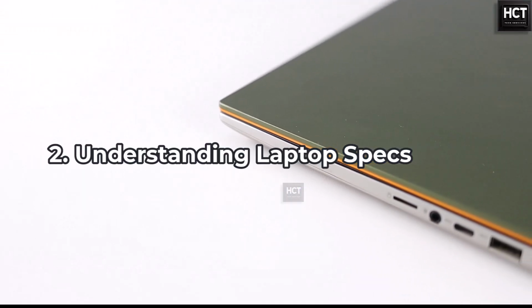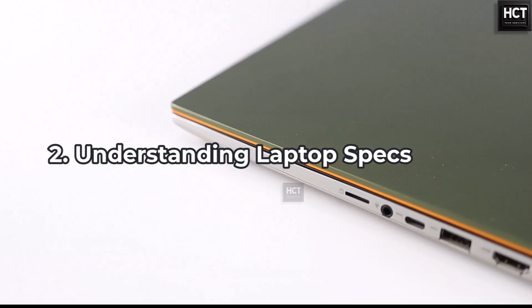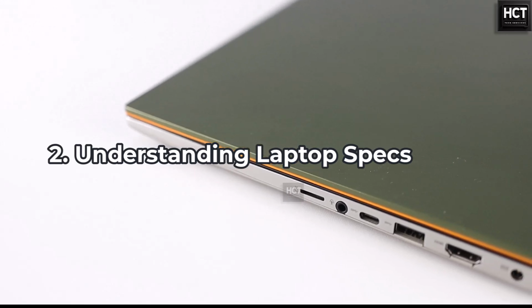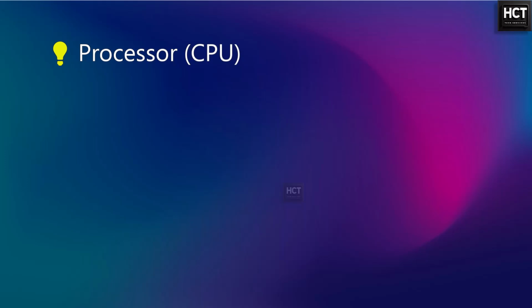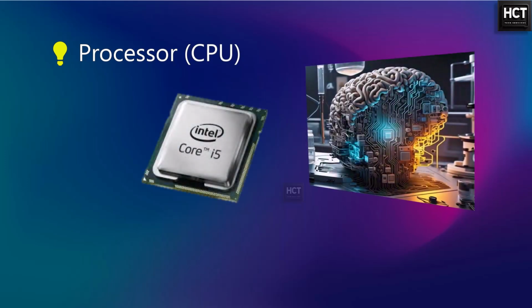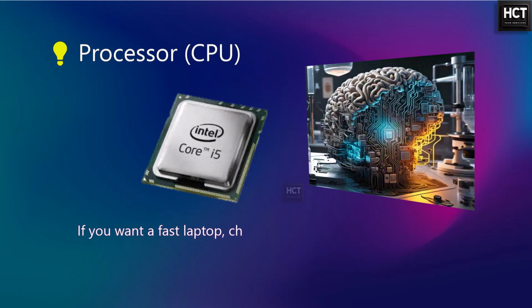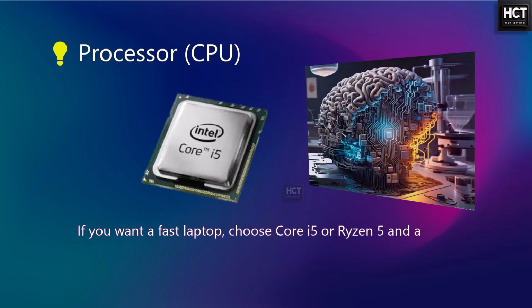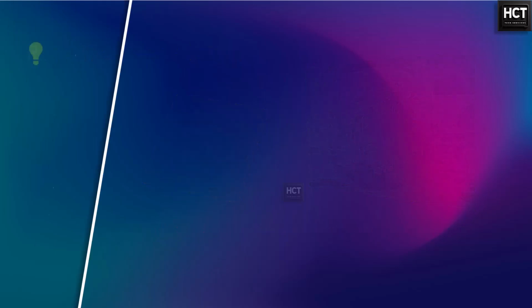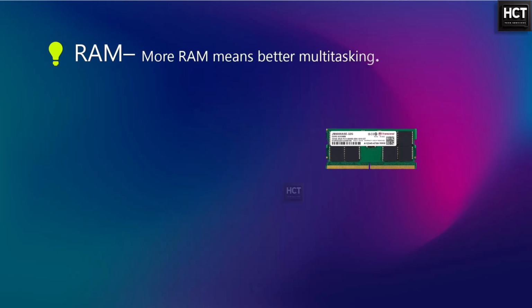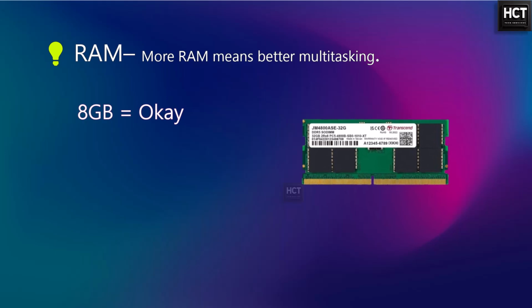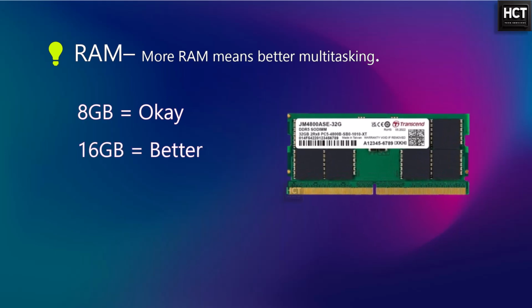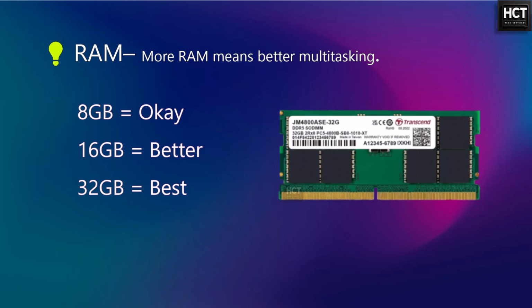Understanding laptop specs. Now, let's talk about laptop specifications in simple terms. Processor, CPU: the brain of the laptop. If you want a fast laptop, choose Core i5 or Ryzen 5 and above. RAM: more RAM means better multitasking. 8GB is okay, 16GB is better, and 32GB is best for professionals.